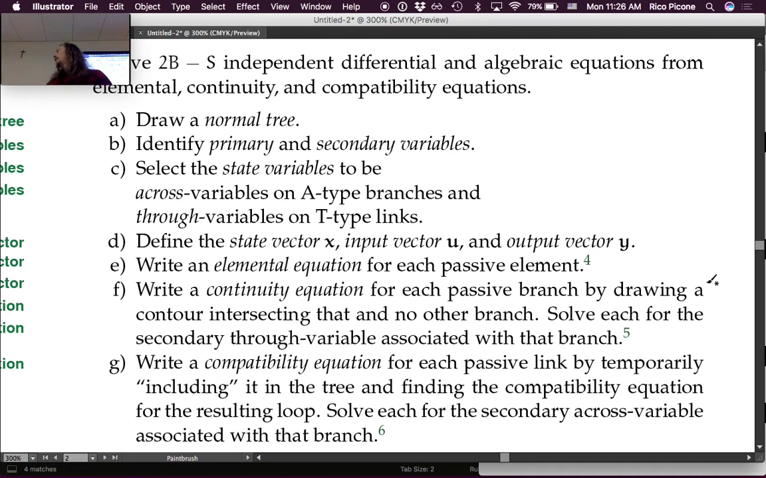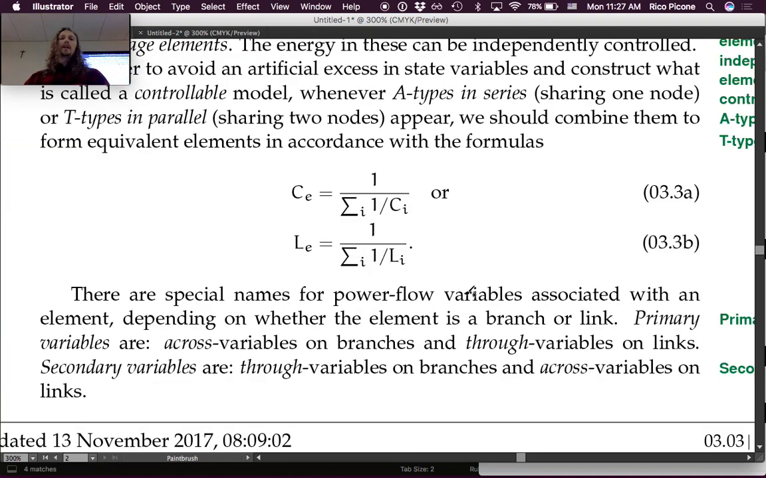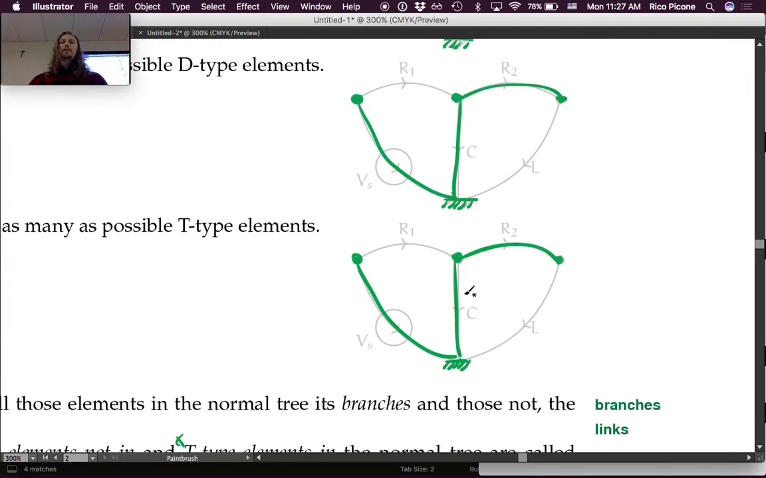So it's a little bit lengthy in the description, but essentially we're going to find each passive element in the normal tree. So if I go back over here, each passive element in the normal tree, so C is a passive element in the normal tree, R2 is a passive element in the normal tree. And I want to write a contour that goes through one and only one element in the normal tree.